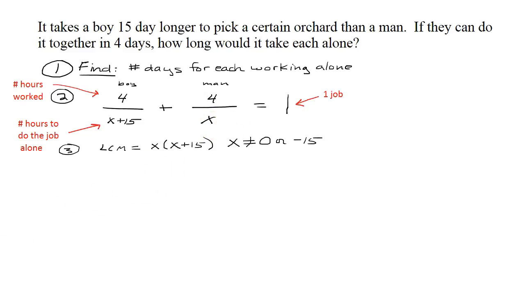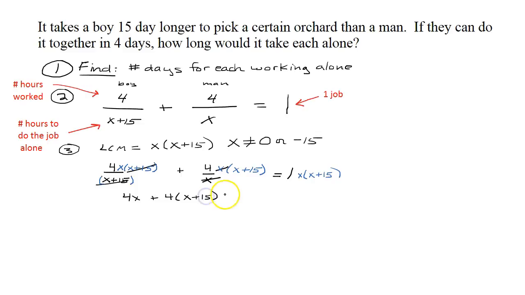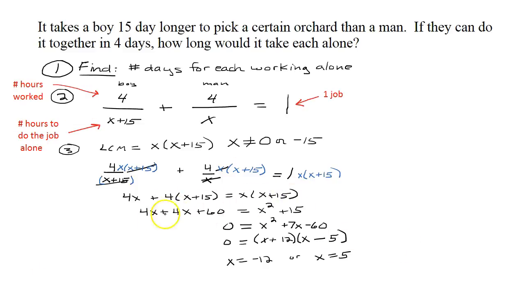So now we need to solve the equation. Once you write the LCM all the way through both sides, then you can cancel. The x plus 15s cancel, the x's cancel, and what I'm left with is 4x plus 4 times the quantity x plus 15 equals x times the quantity x plus 15. When you clear the parentheses and look at what you have, you notice you've got a quadratic. Whenever you have a quadratic equation, get everything on one side and then see if you can factor. This one factors pretty easily.